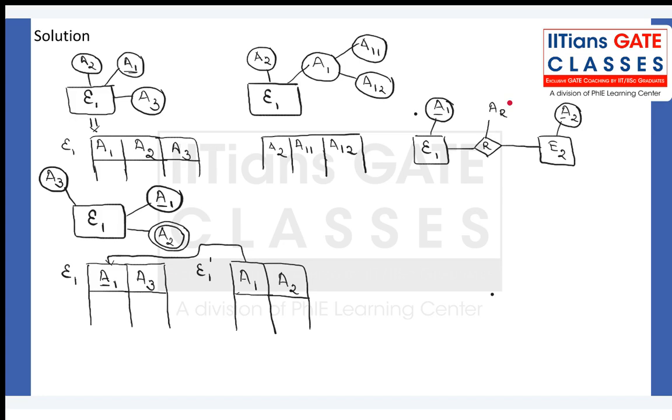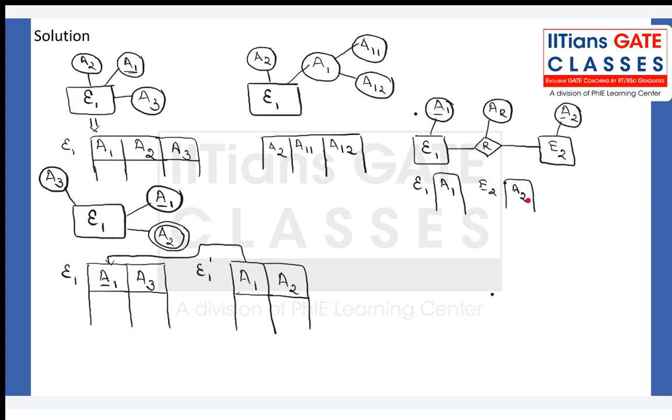Now to convert this into a table, E1 will have its own table with only one column, which is A1. E2 will have its own table with its own column as A2. E1 will have its own table with A1 as a column, E2 will have its own table with A2 as column. This is all from the previous few minutes that I have taught.